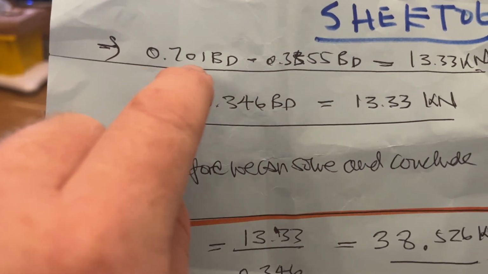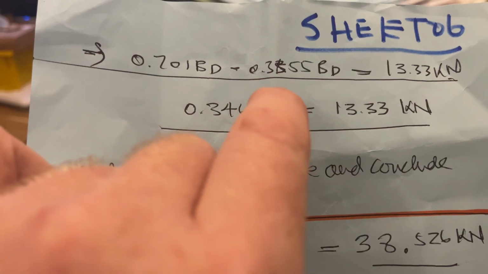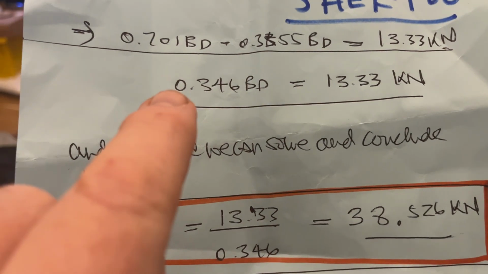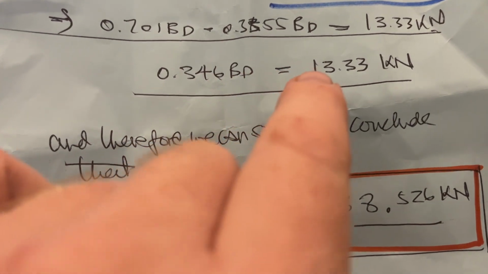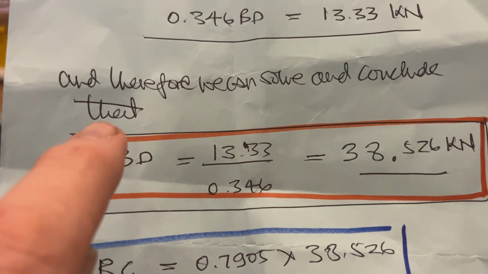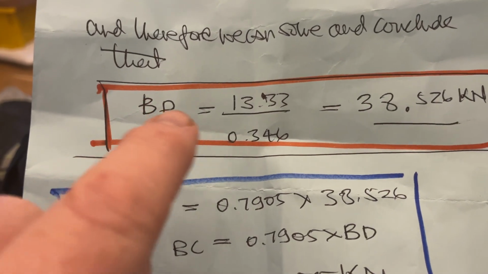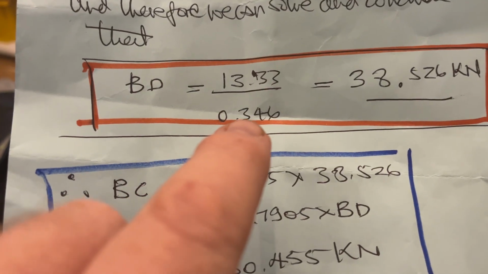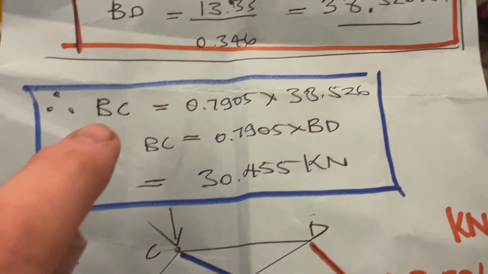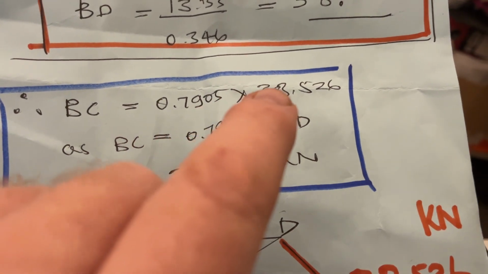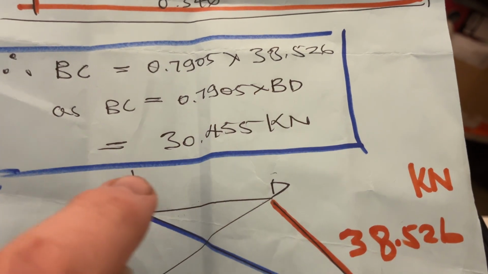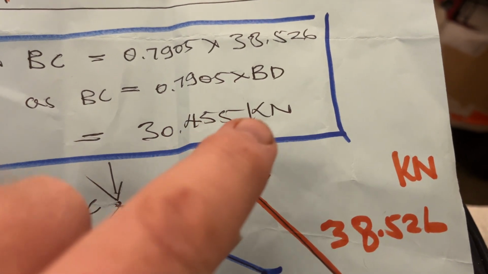Therefore, 0.7071 BD minus 0.355 BD equals 13.33 kilonewtons, and 0.346 BD equals 13.33 kilonewtons. Therefore, we can now solve and conclude that BD equals 13.33 divided by 0.346, which equals 38.526 kilonewtons. BC equals 0.7905 times BD, therefore BC equals 30.455 kilonewtons.